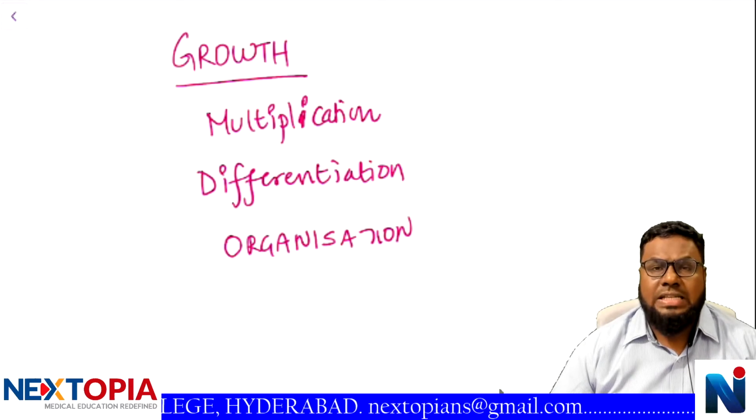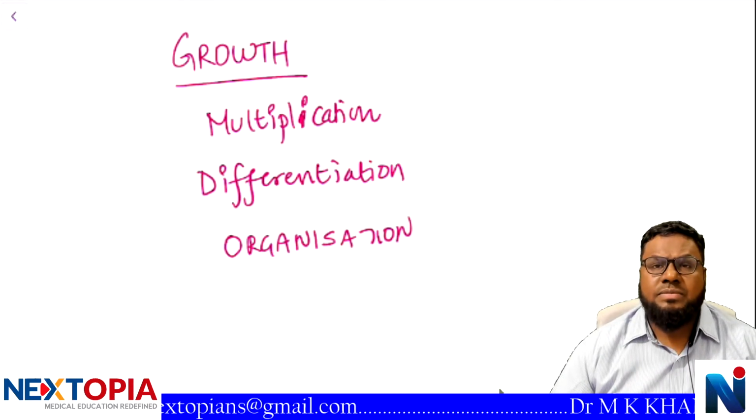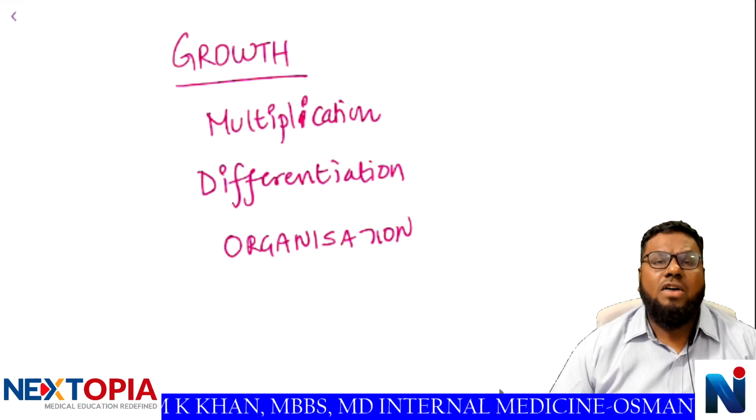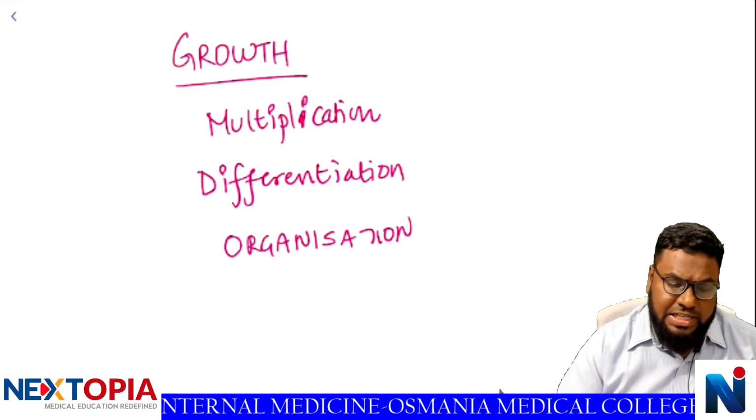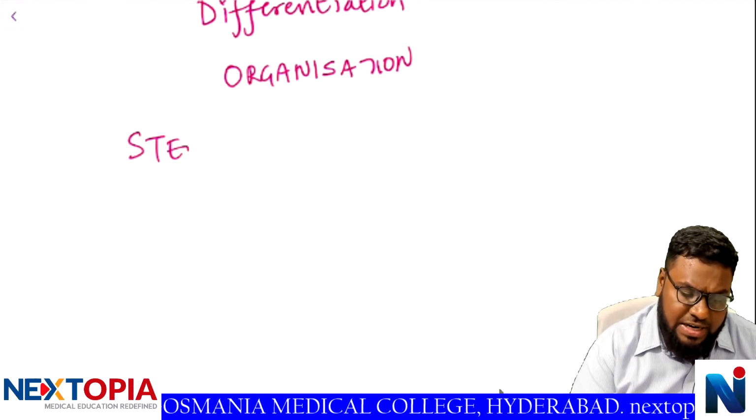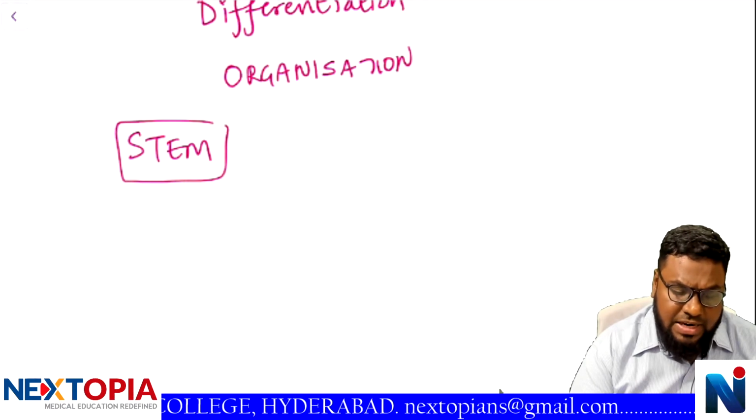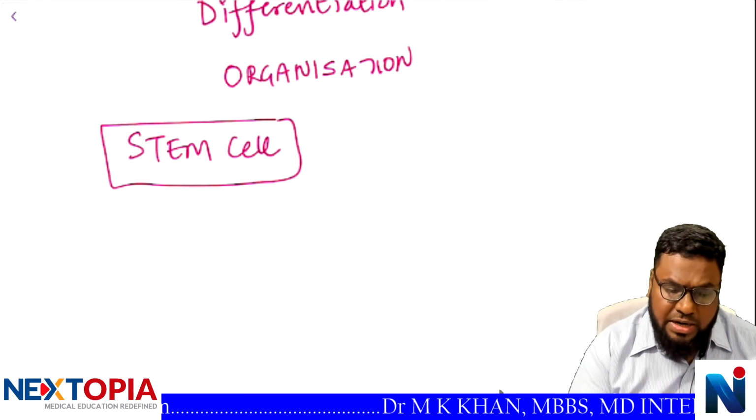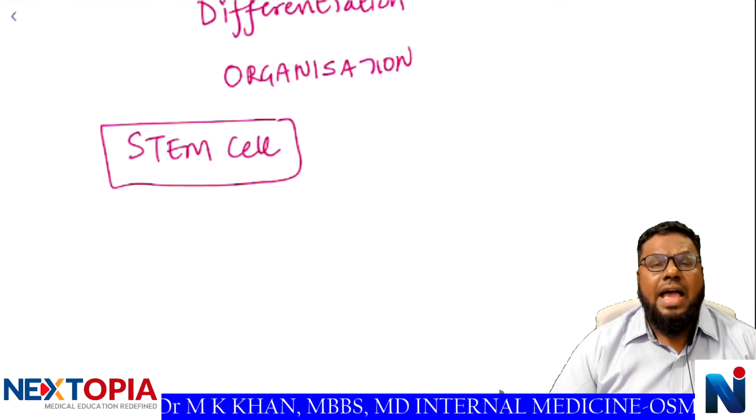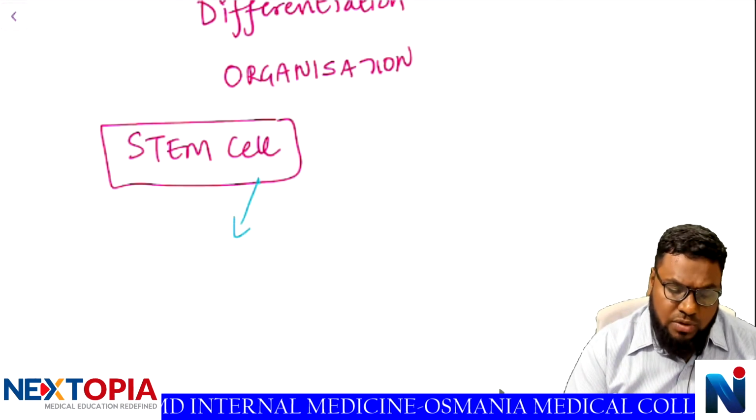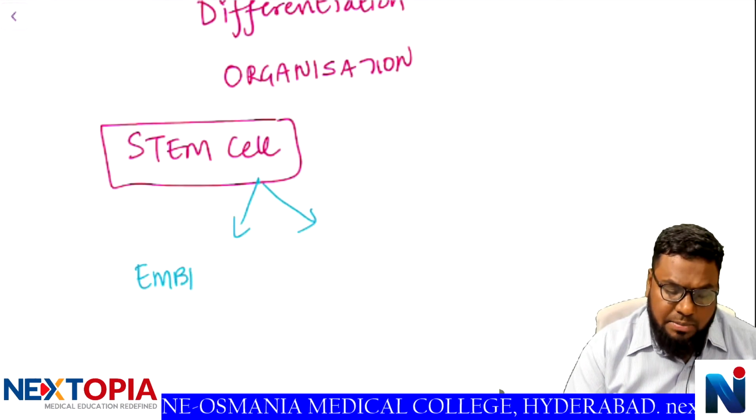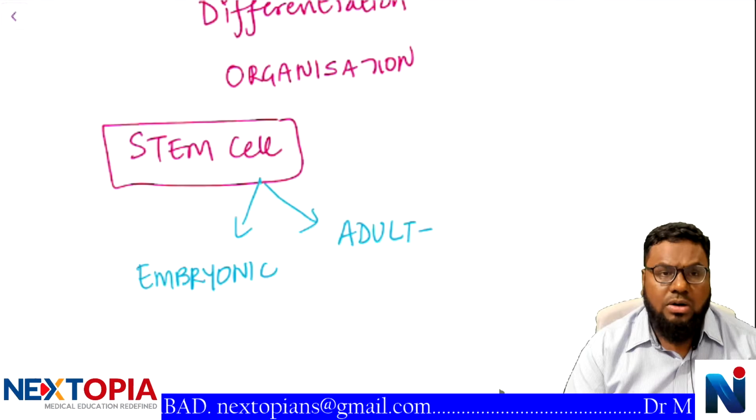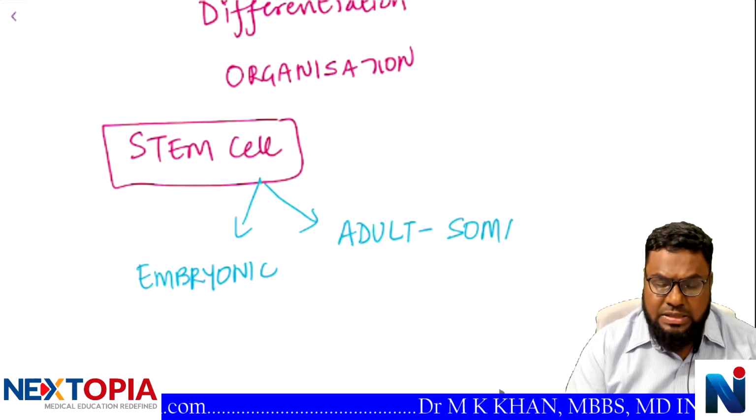What are the properties of stem cells? A stem cell is a self-renewable, differentiating cell of our body. It is an undifferentiated cell, or you can call it a differentiating cell, and it has two types. Most of the stem cells are embryonic stem cells, in embryonic life, about 90%. Few stem cells are adult stem cells, or somatic stem cells.